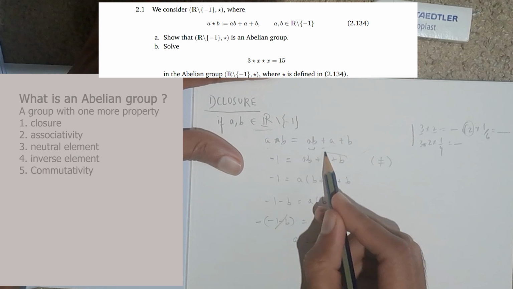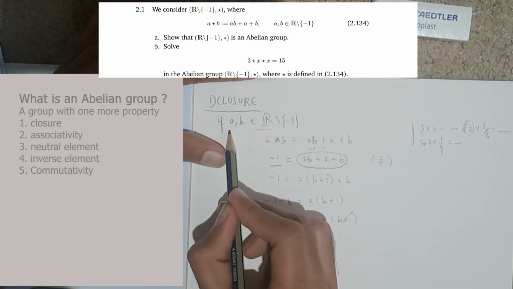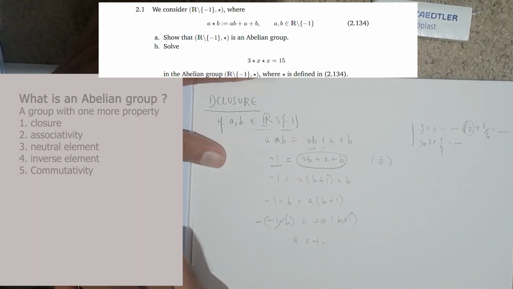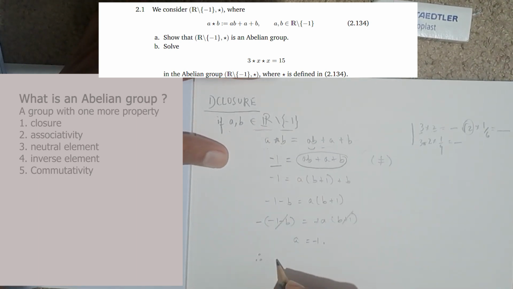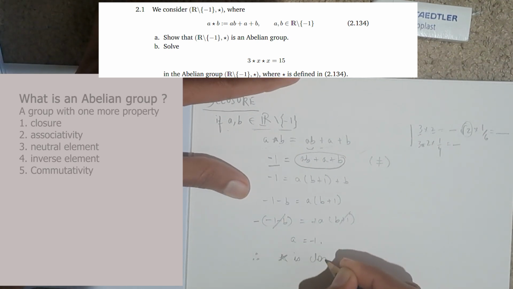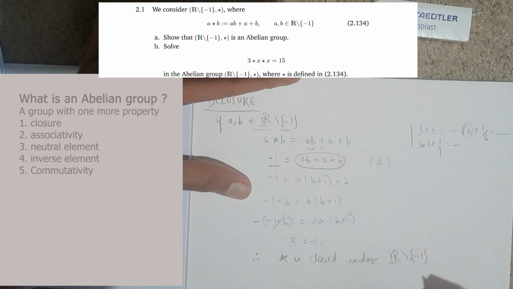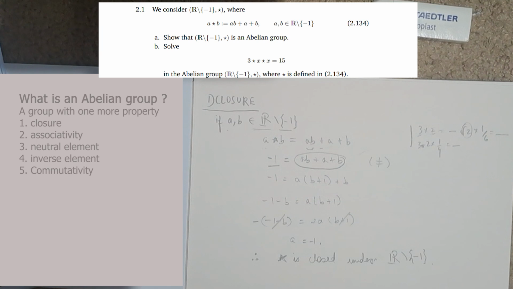So, for this to entirely result in minus 1, either A needs to be minus 1 or B needs to be minus 1. But we've been given neither of them are minus 1. And therefore, I can say the operation star is closed under this domain. So proving closure was fairly straightforward, even though it requires to proceed with contradiction.